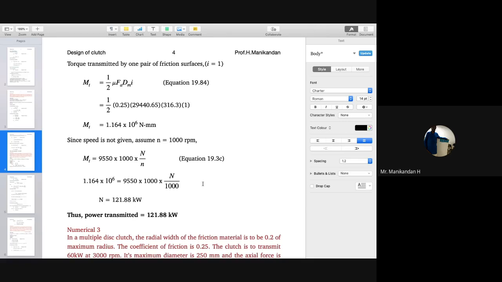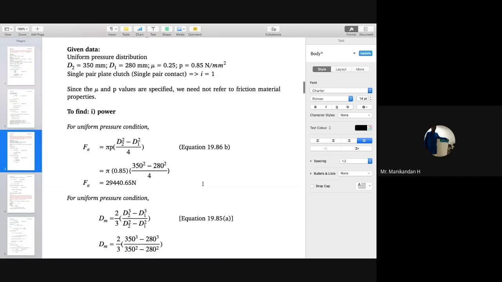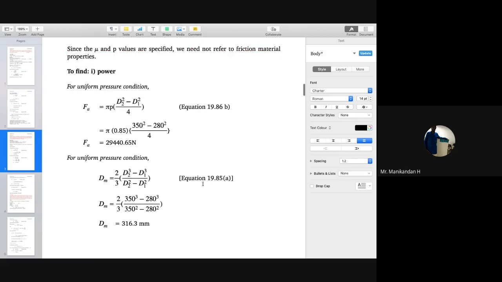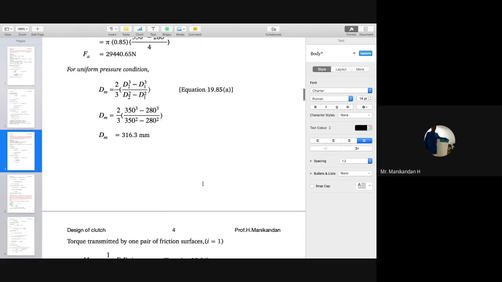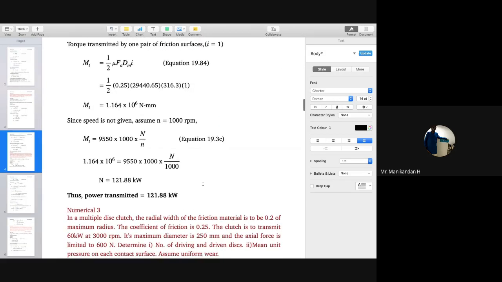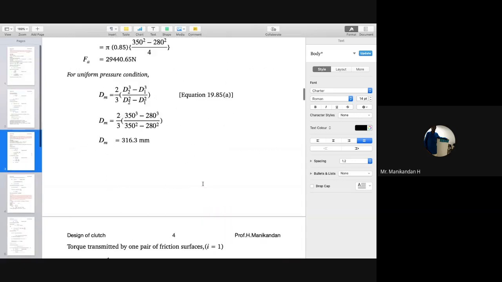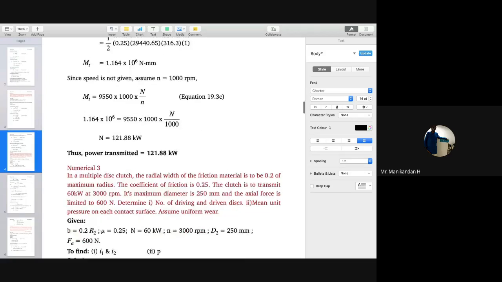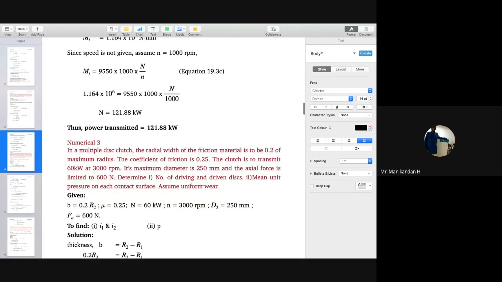121.88 kilowatt. So if you see this problem, this is not a design problem. This is some subdivision of design problem. So using those two conditions, uniform pressure condition, right, we can find out the unknown value. So this is also one type of problem they used to ask in clutch. So this is a very small problem. So any doubt in this? Okay, we'll pass on to the third problem.